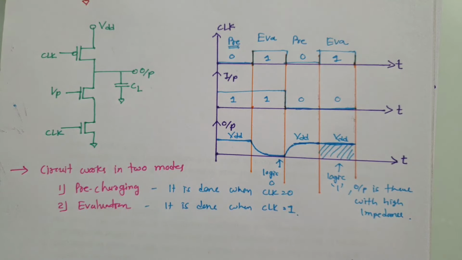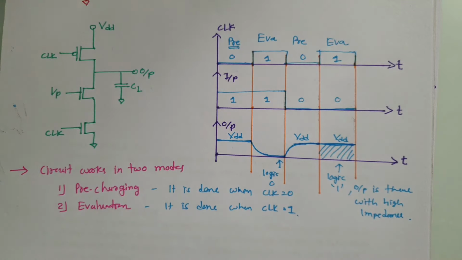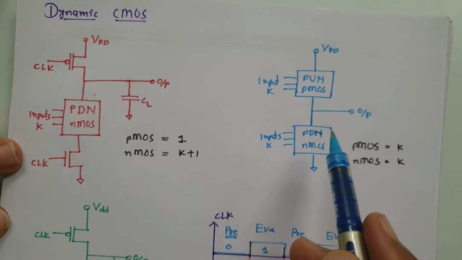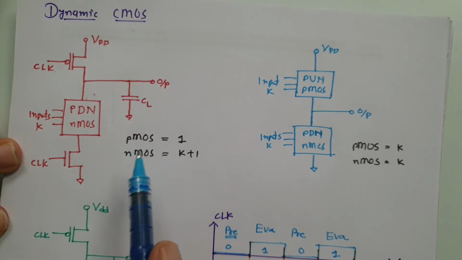But here if you observe, there are some issues with this circuit. Issue number 1 is when output is logic high, at that time it is there in high impedance mode, and high impedance mode is more prone to noise, right? So noise immunity will be less in case of high impedance mode at the output side. So this is one issue with dynamic CMOS. But as per the basic discussion we have done earlier, the total number of PMOS is less compared to the static CMOS circuit. Here only one PMOS is there, right? So that is one basic advantage with dynamic CMOS.